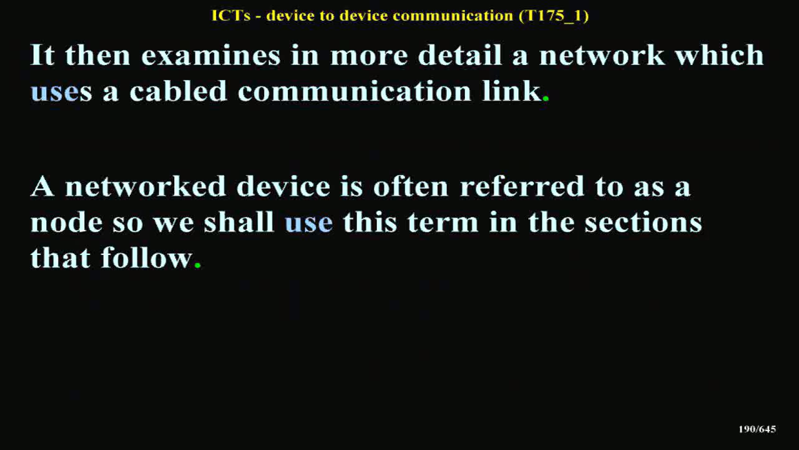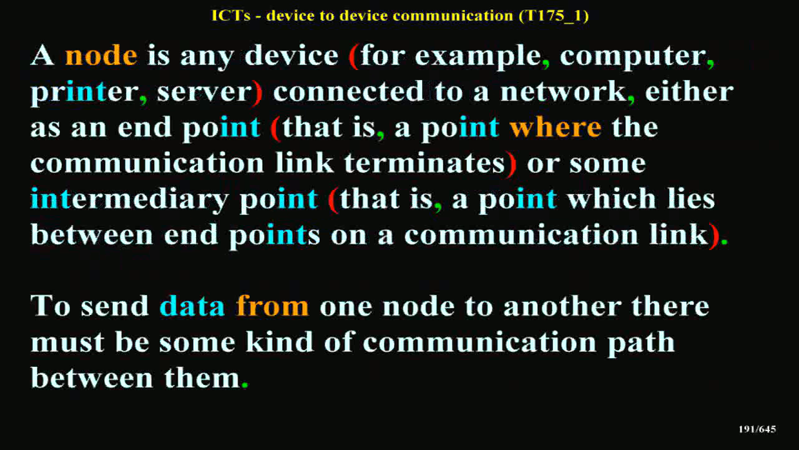A network device is often referred to as a node, so we shall use this term in the sections that follow. A node is any device, for example, computer, printer, server connected to a network, either as an endpoint, that is, a point where the communication link terminates, or some intermediary point, that is, a point which lies between endpoints on a communication link.